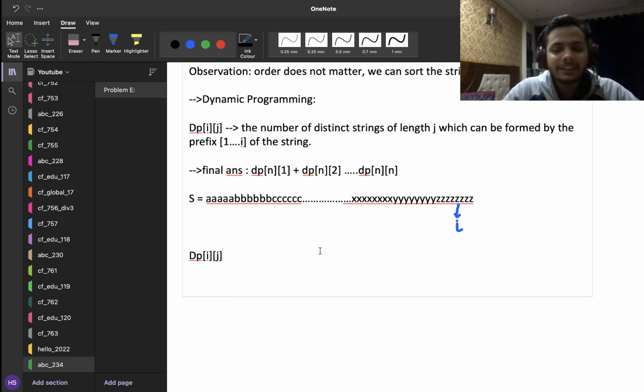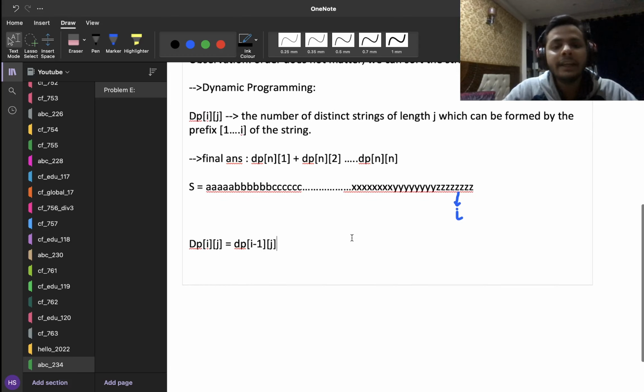So what is dpij equal to? It is equal to the number of distinct strings of length j which can be formed by the prefix of length I. So obviously, if I am forming a string of length j from a prefix of length I minus 1, then that has to be included in dp of I. So first of all, dp of ij includes dp of I minus 1j. Now I have already included all the strings which are being formed from the prefix of length I minus 1 and which have a length of j.